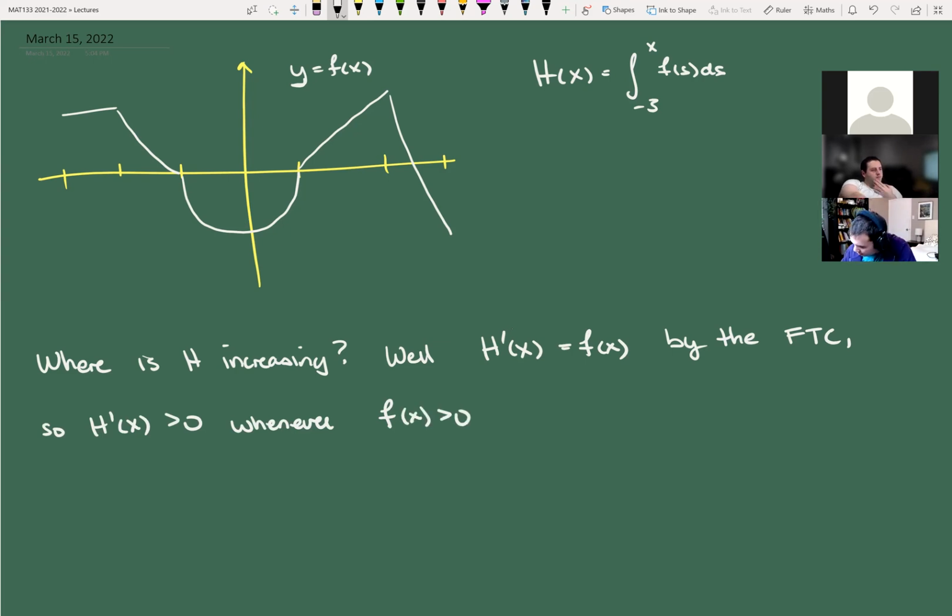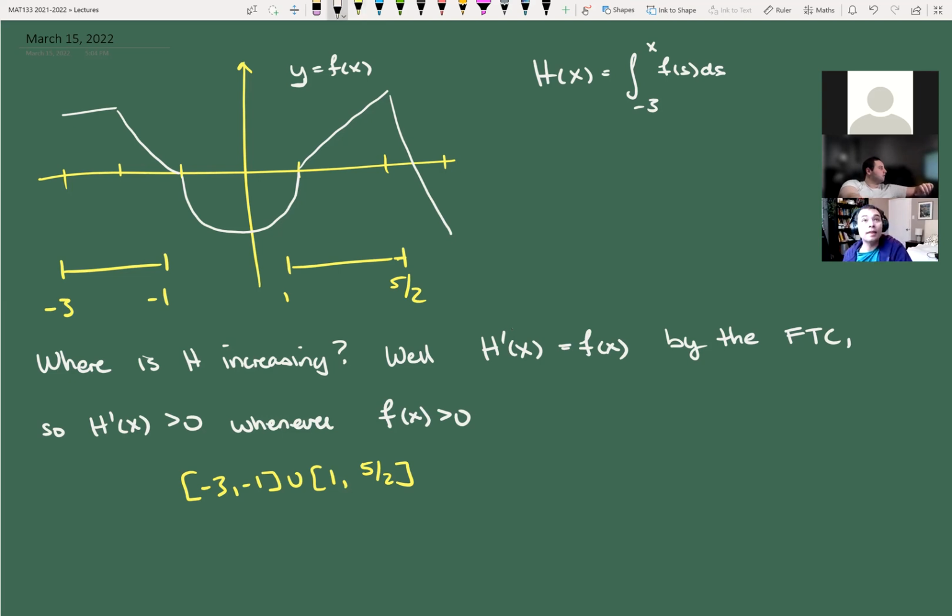And if we look at our graph here, that looks like it's probably this piece and this piece right here. So what is this? This is -3, this is -1, this is 1, and this is 5 halves. So we're going to take the union of those two intervals, (-3, -1) union (1, 5/2). There's our answer, and that was option D. Okay, does that make sense? Any questions about that?